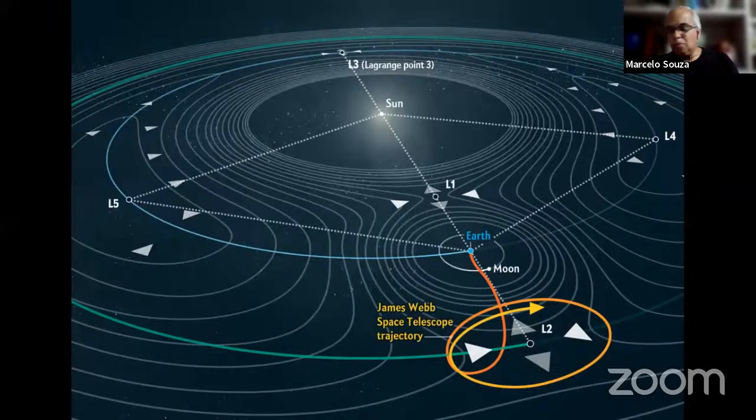This another image shows the position and the orbit of the James Webb telescope around the L2 position. The telescope doesn't stay in a fixed position. It orbits, following the Earth around the Sun, but with an oscillation around L2, which is called the Lagrange point position.